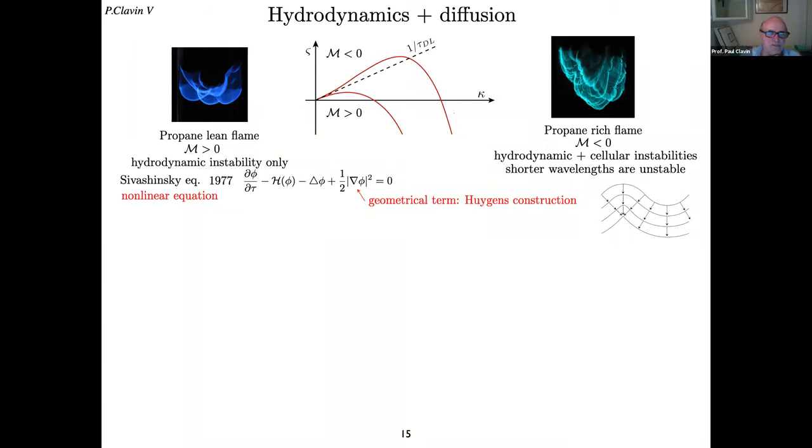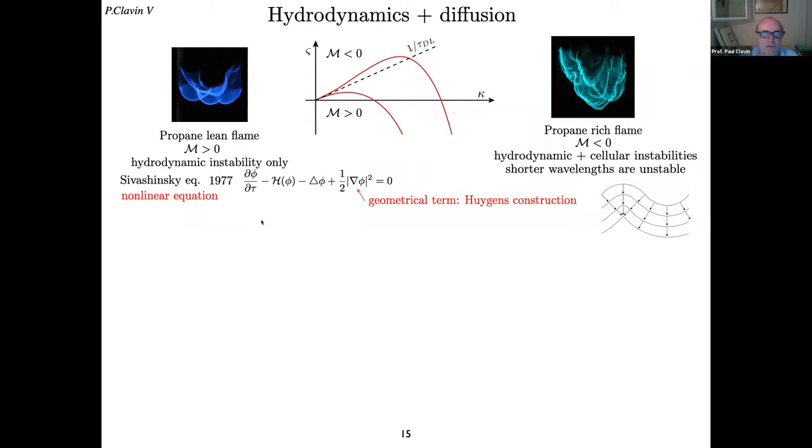Now, Sivashinsky went one step further by considering the non-linear mechanism, because this analysis here is the result of linear analysis. So when you are unstable, what is the fate of the flame surface? It turns out that Sivashinsky worked for small heat release, which means that this slope is small.